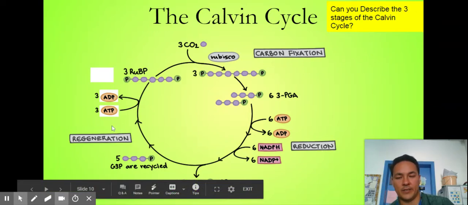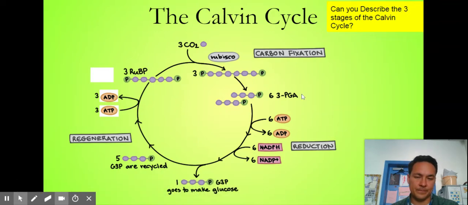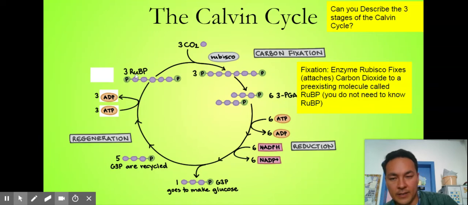All right, so can you describe the three main stages of the Calvin cycle? Fixation, reduction, and regeneration. You do not need to know any of the enzymes. You don't need to know any of these numbers. Just want you to try and get an appreciation of what's going on in the stroma here. So in fixation, the carbon dioxide is attached to a pre-existing molecule. There's this enzyme called Rubisco. You don't need to know it. It's probably the most prevalent enzyme in the world, though, and it's going to attach CO2 to this molecule.